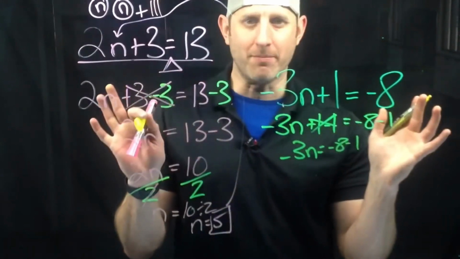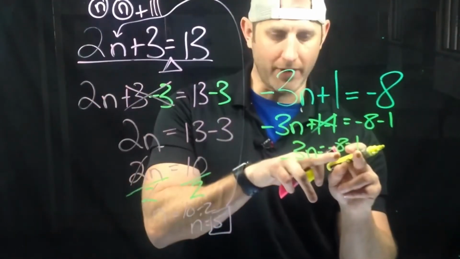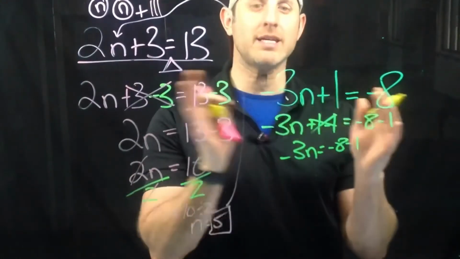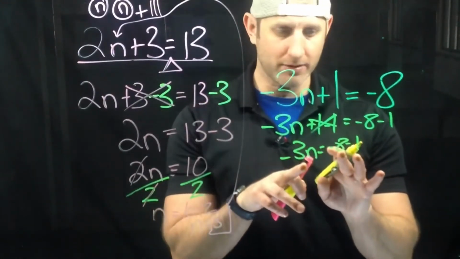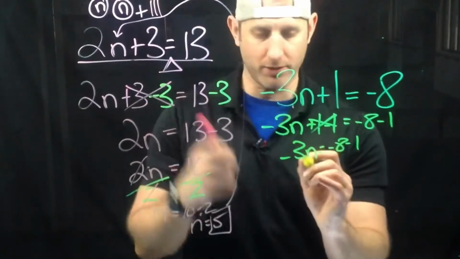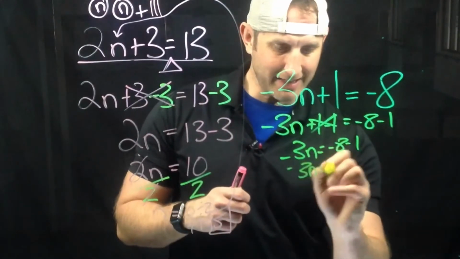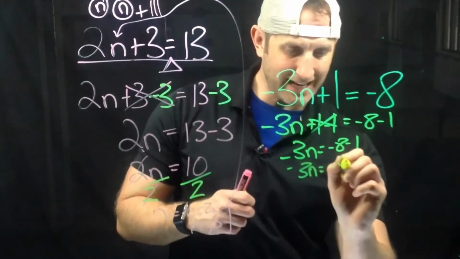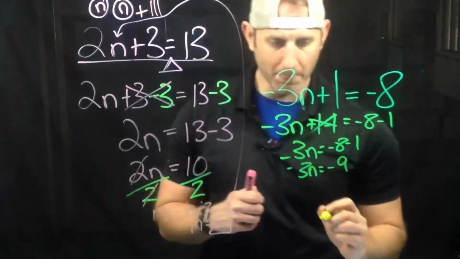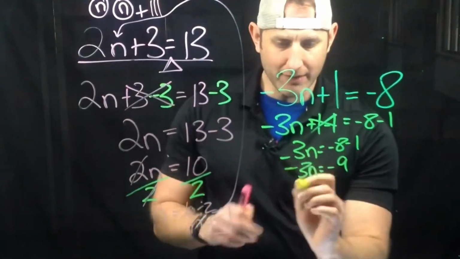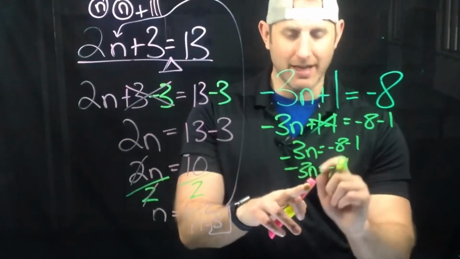One step at a time. Let's put this together. Simplify it. We want to make it easier for us. Instead of working with 3 numbers, we can find a way to work with 2. So negative 3n is equal to negative 8 minus 1. That's negative 9. Now what I have here is negative 3 groups of n is the same as negative 9.